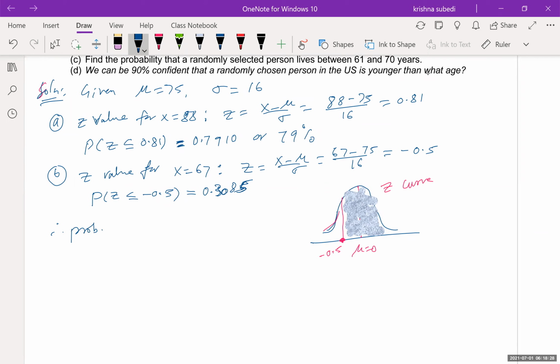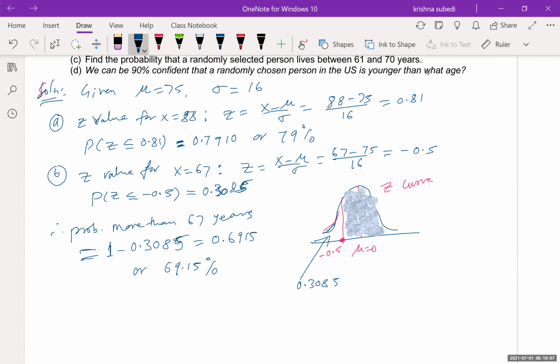So the probability of more than 67 years is given by 1 minus the probability we already know, which is 0.3085, because the total is 1. So you do 1 minus 0.3085, and that gives you 0.6915, which you already wrote there, or you can say 69.15 percent. Okay, part B is done.